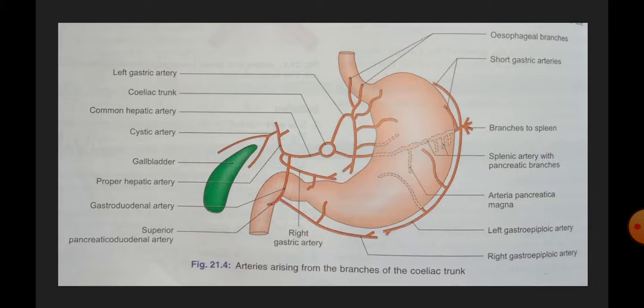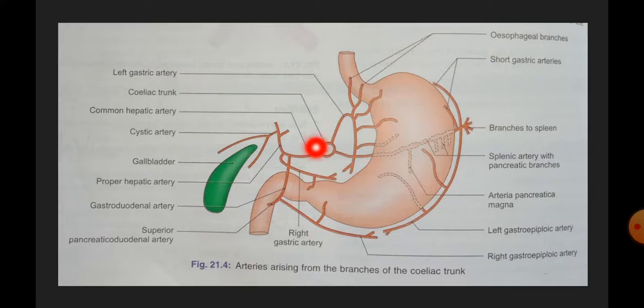It runs upwards to the left behind the lesser sac to reach the cardiac end of the stomach. Here, it turns forwards and enters the lesser omentum to run downwards along the lesser curvature of the stomach. It ends by anastomosing with the right gastric artery. It gives off 2 or 3 esophageal branches to supply the lower end of the esophagus and numerous gastric branches along the lesser curvature of the stomach.